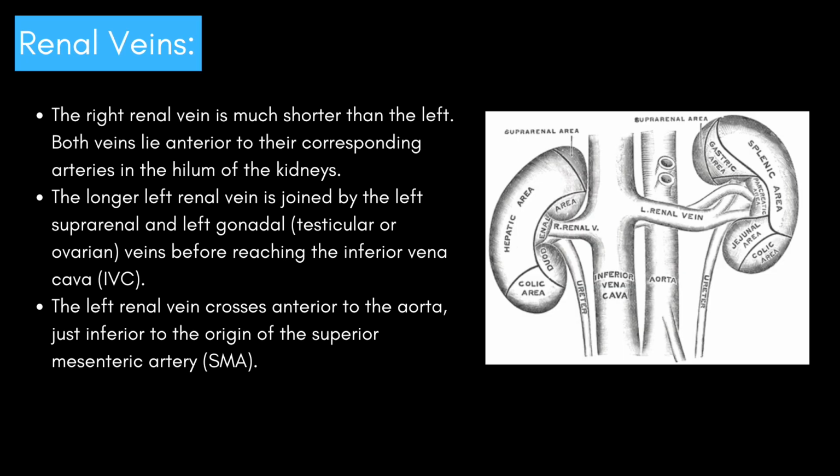Let's next take a look at renal veins. The right renal vein is much shorter than the left. Both veins lie anterior to their corresponding arteries in the hilum of the kidneys. The longer left renal vein is joined by the left suprarenal and left gonadal, testicular or ovarian veins before reaching the inferior vena cava, also known as the IVC. The left renal vein crosses anterior to the aorta, just inferior to the origin of the superior mesenteric artery, also known as the SMA.